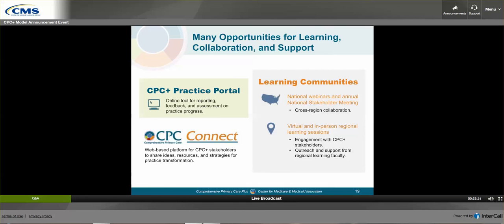One is an online practice portal where practices will report on their progress on the care delivery redesign. Learning faculty can target learning exercises based on the gaps and challenges that arise and are evident in these reports. Another platform is CPC Connect, which is a web-based platform for all stakeholders to share ideas, best practices, and resources. Think of it as a Facebook for primary care transformation. Lastly, the learning communities will have numerous webinars, learning faculty coaching, and in-person meetings. And these communities will promote collaboration and engagement across regions and tracks, as well as coordinating nationally.